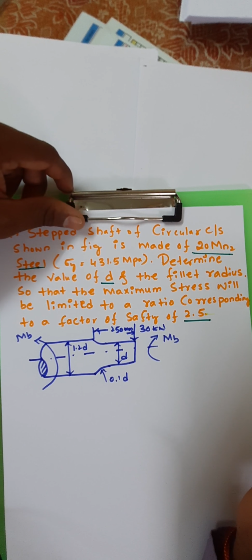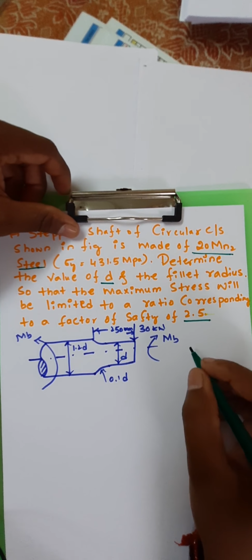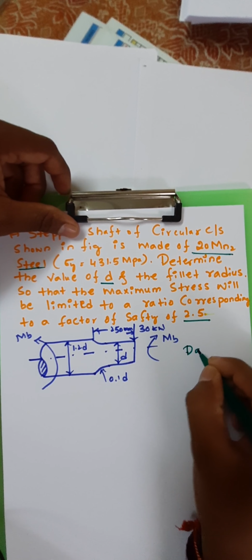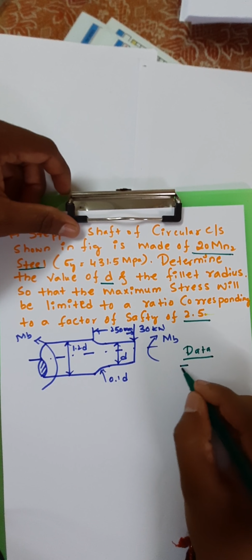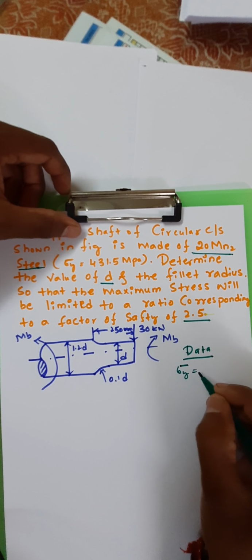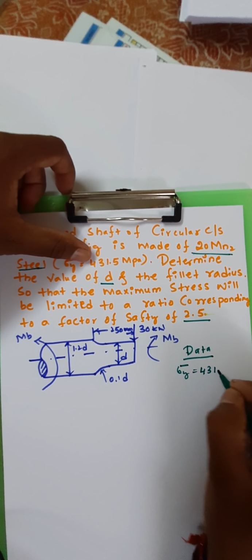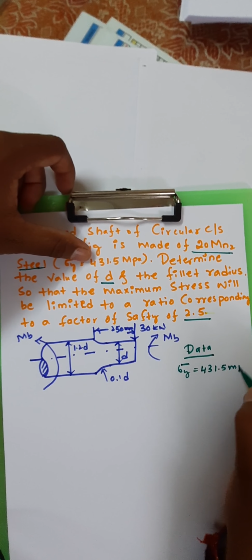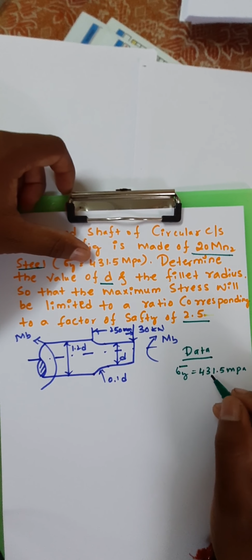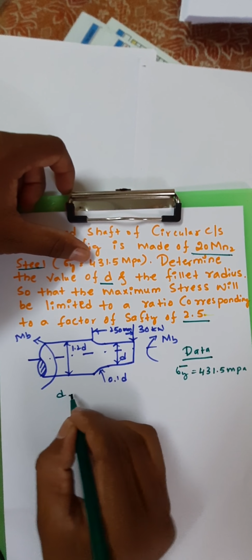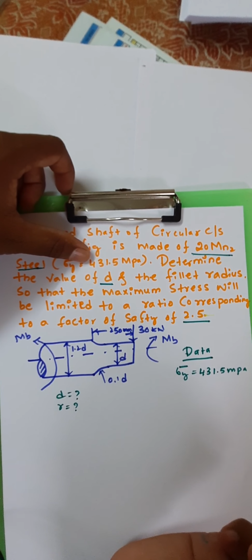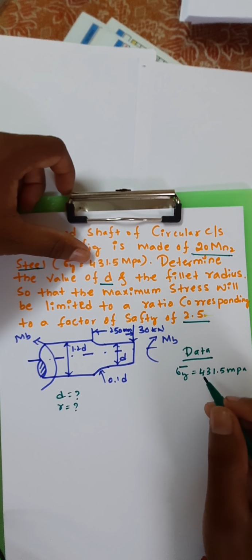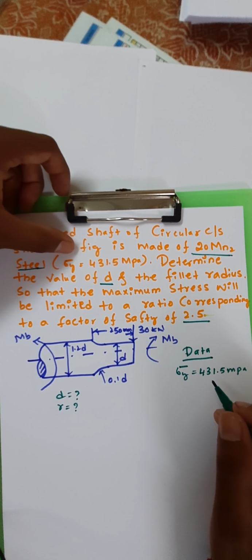Here first you need to note down the given data. What is the yield stress given in the problem? 431.5 MPa. Then what we need to find out here? We need to find out D as well as r, the radius of the fillet.